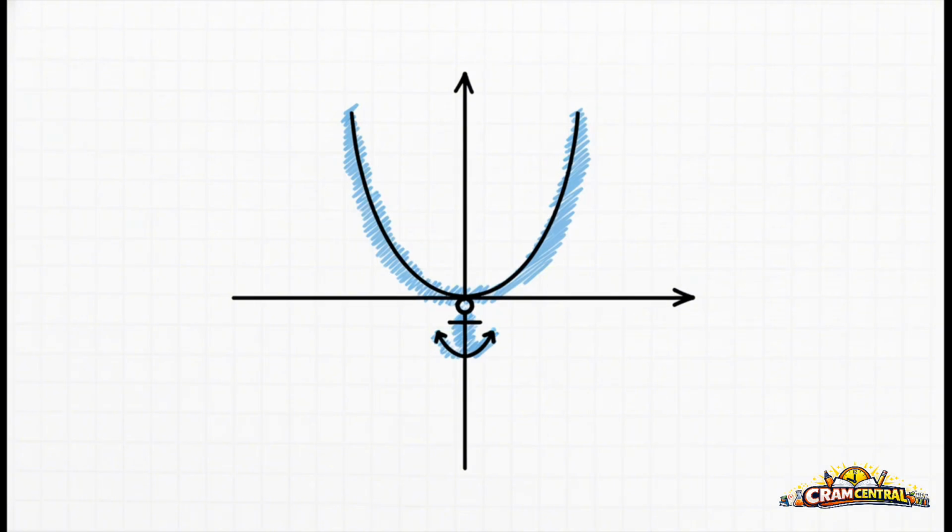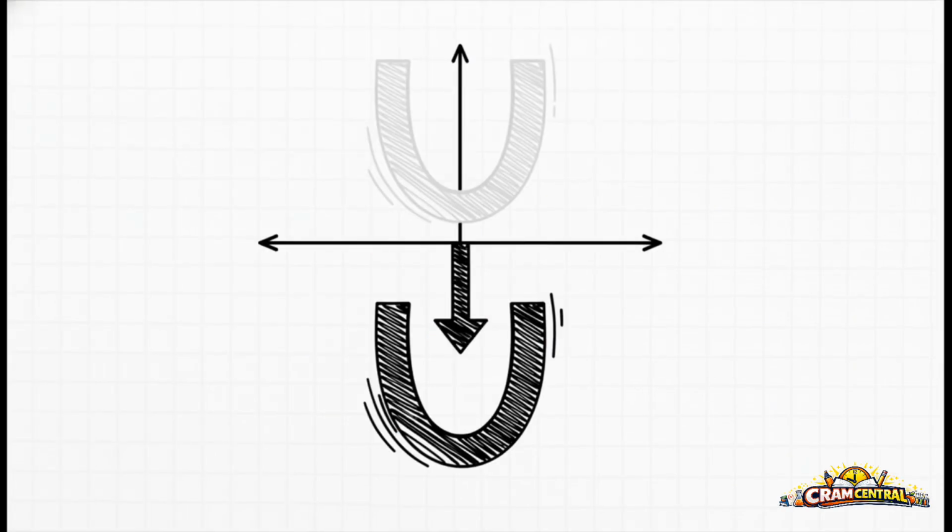Because A is a positive 1 here, it opens upward. And its minimum point, its vertex, is sitting perfectly anchored right at the origin of the graph. Good old (0, 0). Now watch what happens when we make just a tiny little tweak. By simply subtracting 2 at the end of the equation to make it y equals x squared minus 2, we literally drop the entire graph straight down. The U shape itself is completely identical, but the minimum point has plunged 2 units right below the origin.